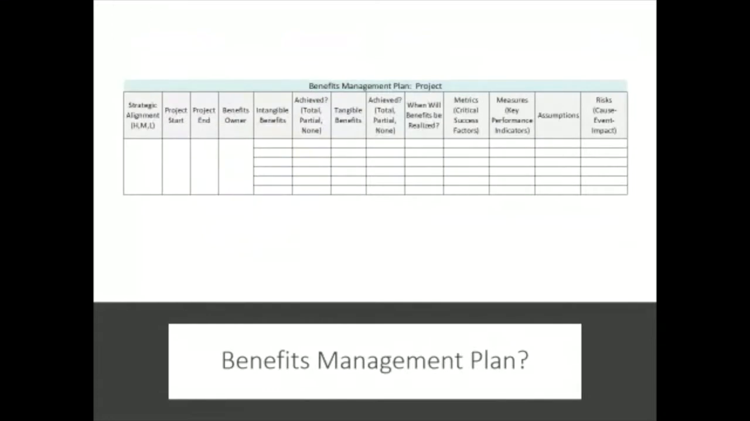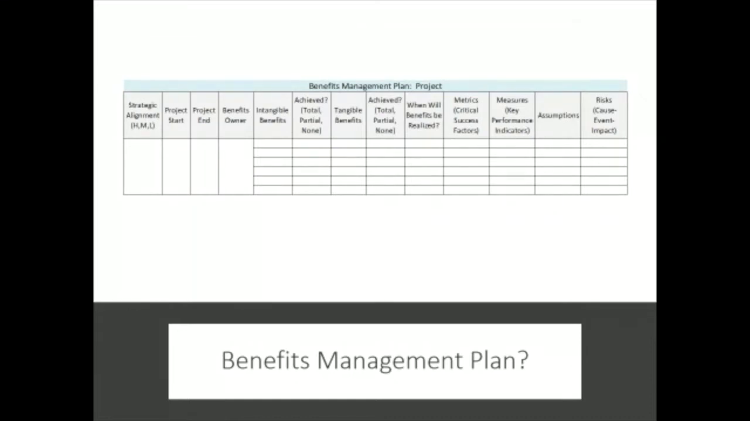Now, the benefits management plan, as promised, this is a new kid on the block. When I say new kid on the block, the PMBOK 6th edition says this benefits management plan should be an input for your project charter, and it should be an input for your stakeholder register. This benefits management plan, according to PMI, is developed when business cases are developed. And a business case is a high-level overview of a potential project.